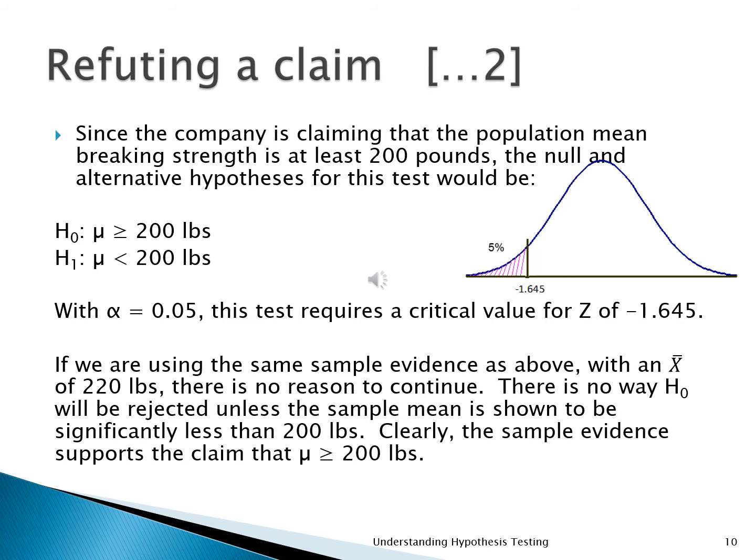Now, again, if they get a sample mean of 220 pounds, they don't have to do anything. They know right away they don't have the evidence. They can only reject H0 if they have a number substantially below 200 pounds in terms of the sample mean. But if the sample mean is 220, that supports the claim. They know they have no way to reject H0.